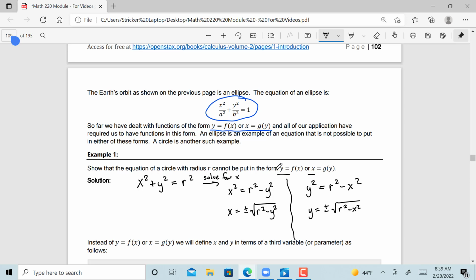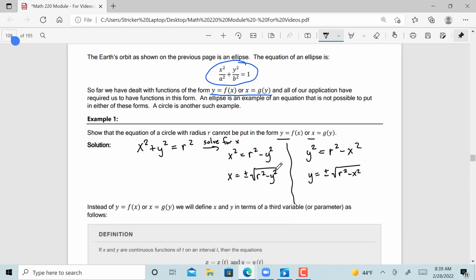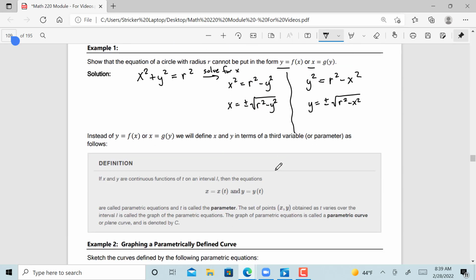So let's introduce then the idea of a parametric equation. Since we've now established that there are equations where we cannot solve for x or y, we need something new. What we generally do is take a parameter t, it doesn't have to be t, but some new variable, and we generate a function for x and a function for y that are both in terms of t. Again, t is called the parameter.